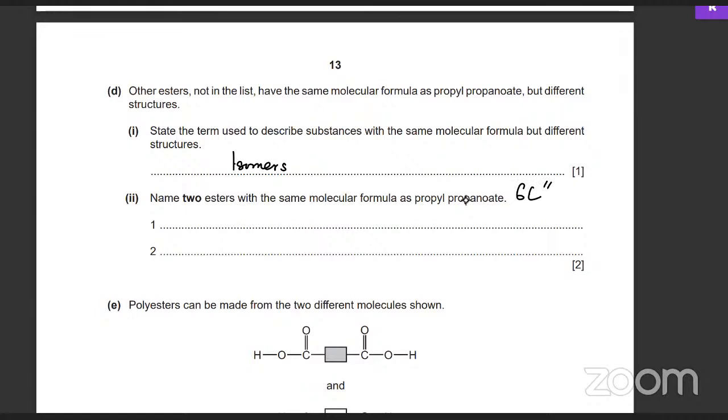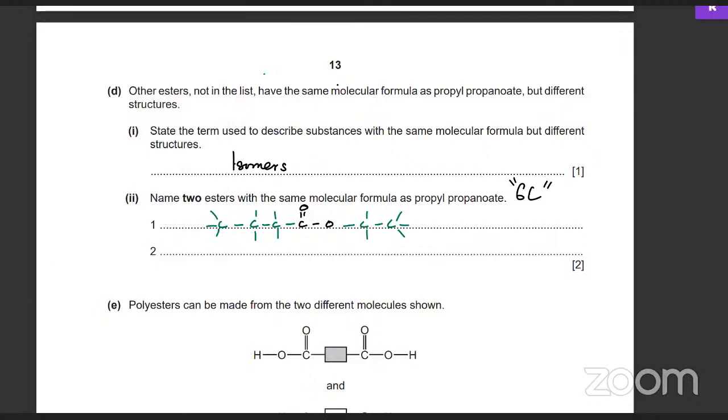So basically, you had a six carbon atom ester. An ester is this thing, with C double bond O and O. I want six carbon atoms. Now, in propyl propanoate, you had three on each side. So what you can have is maybe four on one side and two on the other side, right? That would be an isomer. This will be CH2, this two CH2, and this one will be three H's, right?